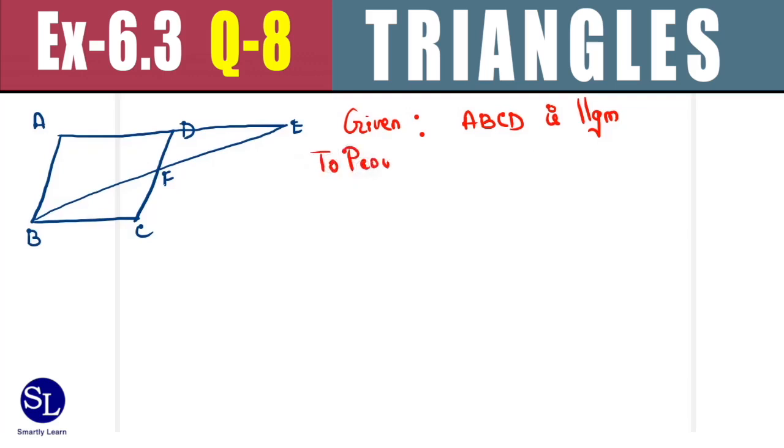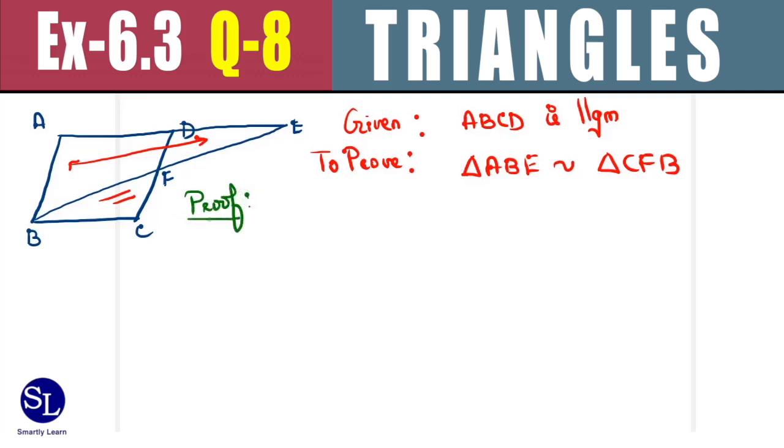What we have to prove is triangle ABE is similar to triangle CFB. So this CFB triangle, we have to prove that it is similar to triangle ABE, the bigger one. I'm just marking it for our reference. So let's start writing the proof.